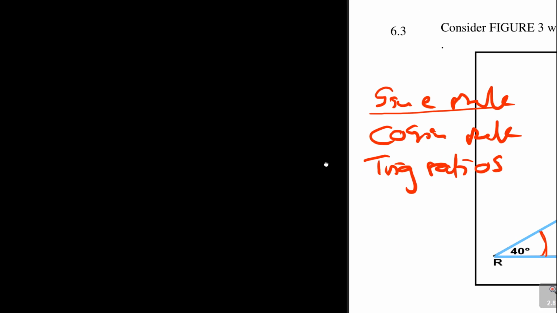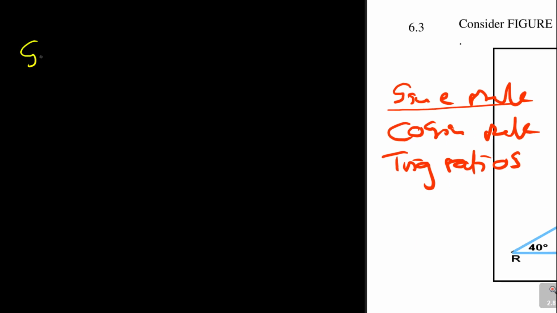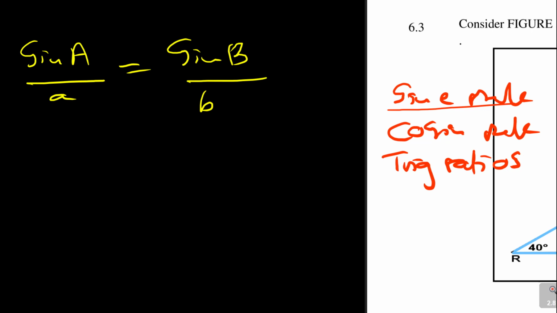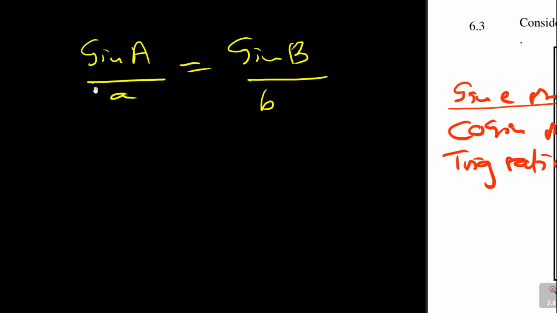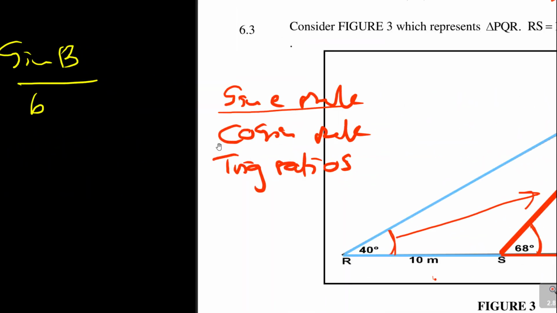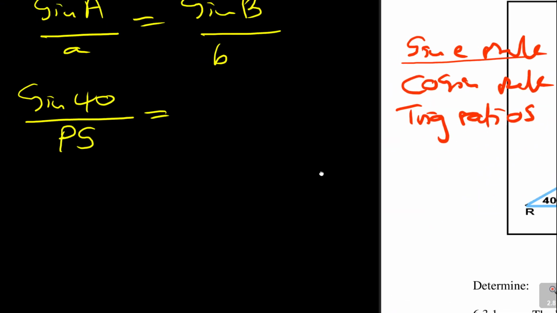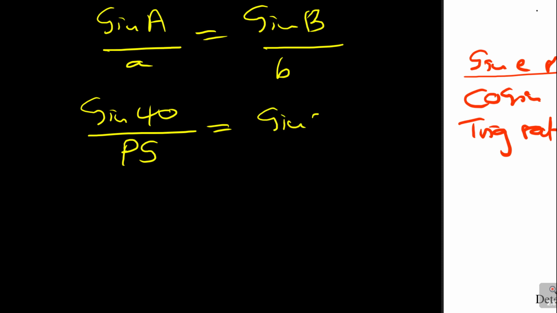What does it say? You can quote the sine rule, which says sine A over A is equal to sine B over B. If I write it from what I'm given here, I'll say sine 40 over side PS is equal to, which one is the complete pair? Sine 28 over 10. That's what I think they were trying to trick you with there. Sine 28 over 10.